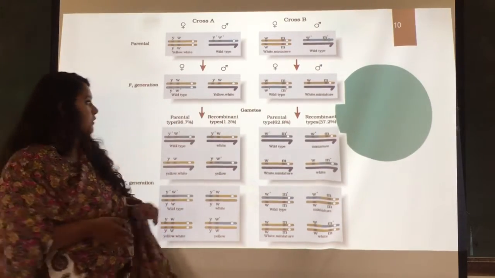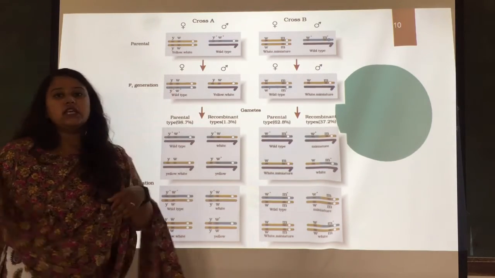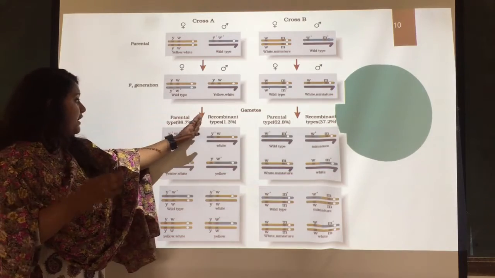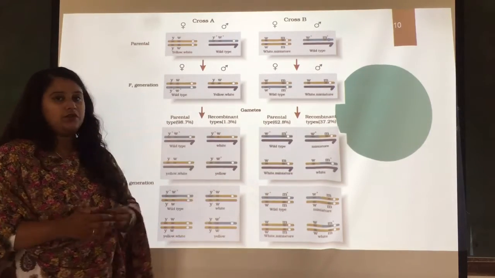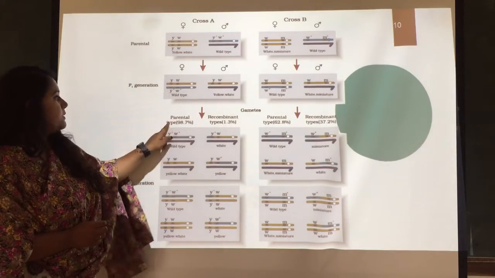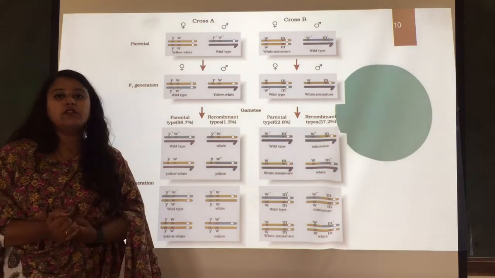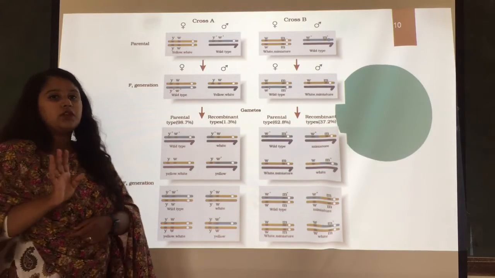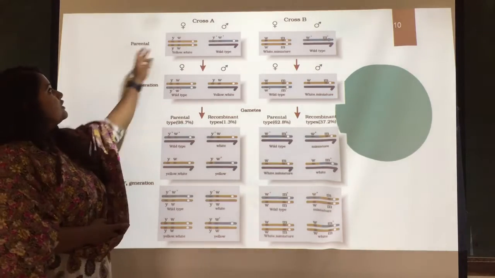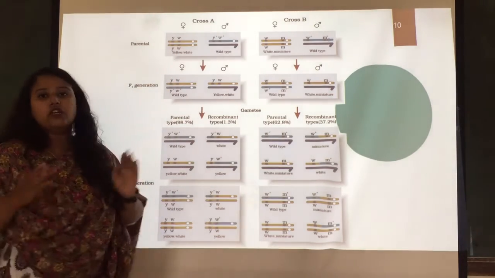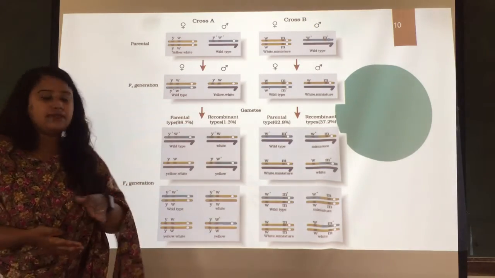Now from this F1 generation, they went for the parental type as well as the non-parental type, that is recombinant, right? The parental type was observed to be 98.7%, and the recombination was observed to be 1.3%. Why was it so? Because the genes were located very near to each other. For this reason, the ratio of recombination is very less, right?